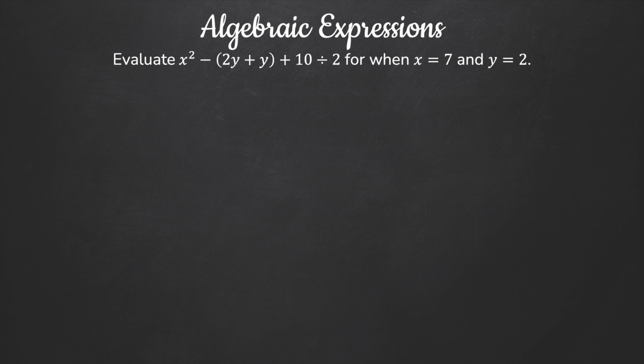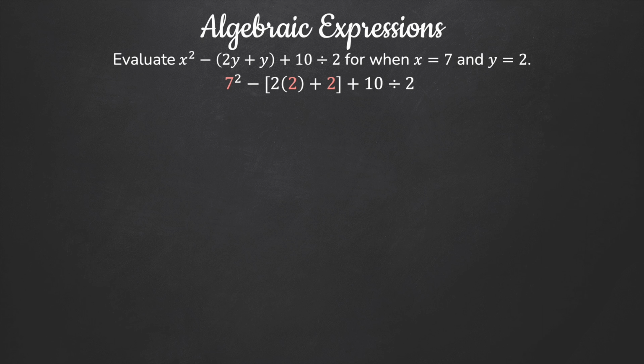Here we have: evaluate x squared minus, in parentheses, 2y plus y, close parentheses, plus 10 divided by 2, for when x is equal to 7 and y is equal to 2. The first thing we want to do here is substitute our variables for their known values. That means wherever we see an x, we're going to substitute it with 7, and wherever we see a y, we're going to substitute it with 2.